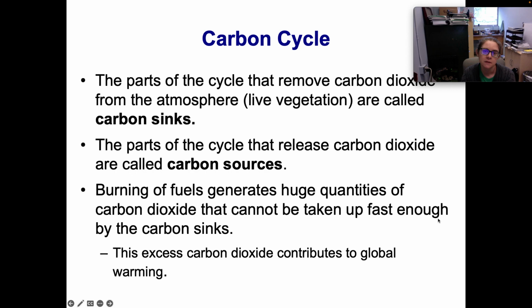So the parts of the carbon cycle where carbon dioxide is removed from the atmosphere, like into plants, is called a carbon sink. And the parts of the cycle that release carbon dioxide are called carbon sources. So when we eat and we breathe out carbon dioxide, we're a carbon source. Burning of fossil fuels generates large amounts of carbon dioxide that cannot be taken up fast enough by carbon sinks. This excess carbon dioxide contributes to global warming or to climate change.